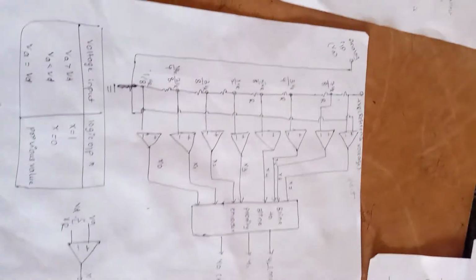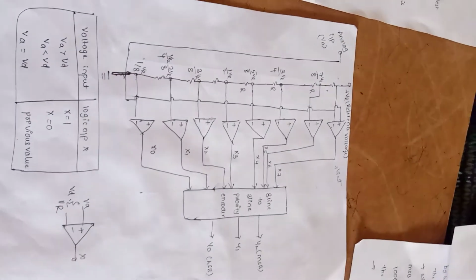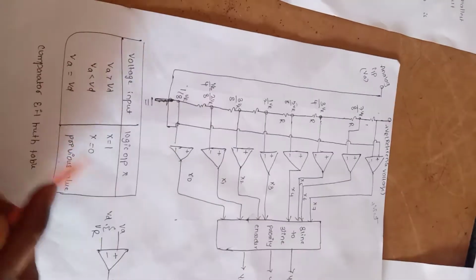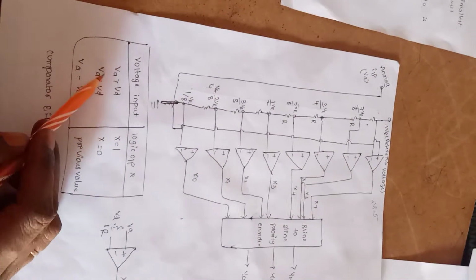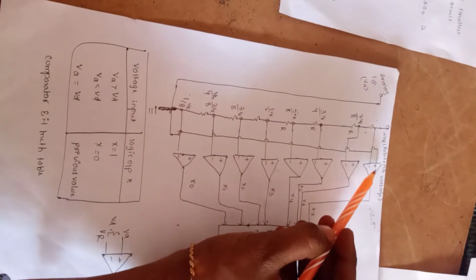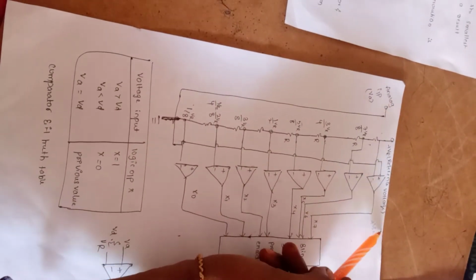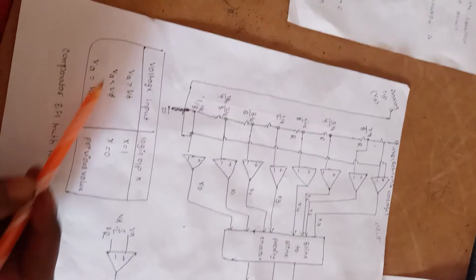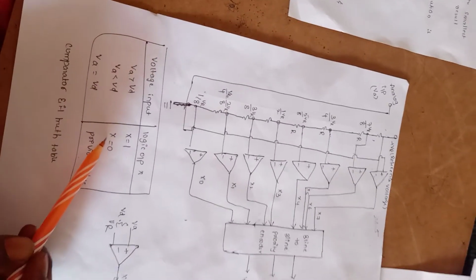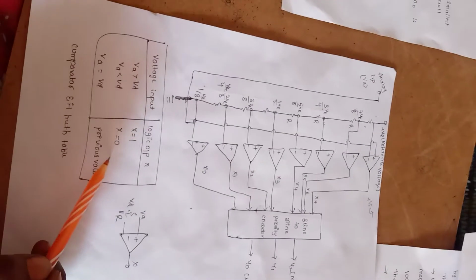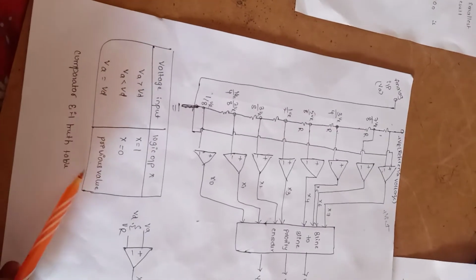Here is the truth table for this functional diagram and comparator. Voltage input: if the positive voltage is high, the output is plus Vsat, logic 1, and if the negative voltage is high, in that case logic x equals 0. Whenever these two voltages are equal, the output is the previous value.